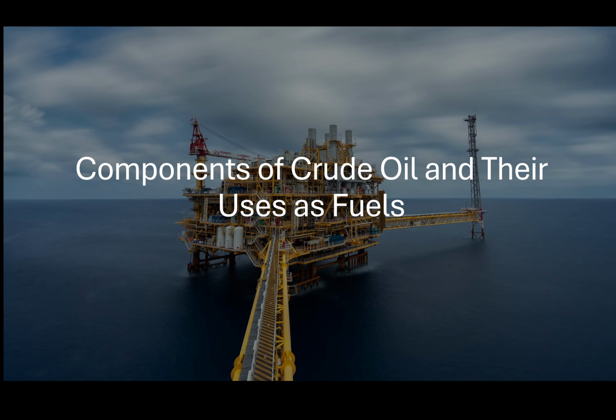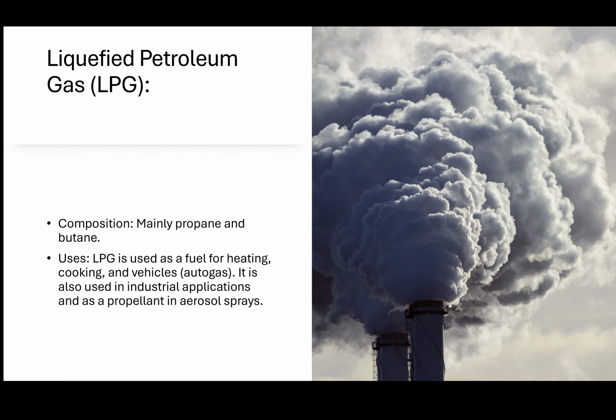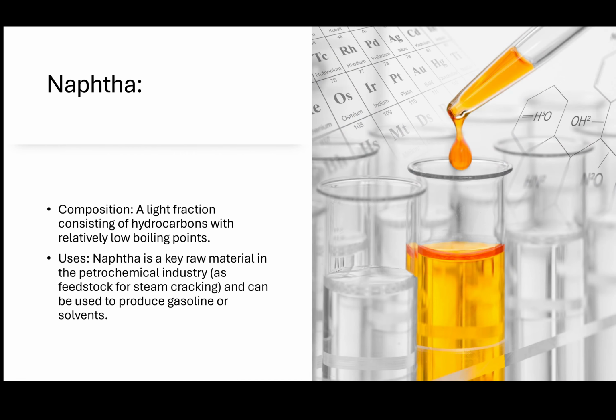Components of the crude oil and their uses as fuel. Liquefied petroleum gases, LPGs, are mainly propane and butane. They are used as cooking gas, as auto gas in vehicles, and in industrial applications as a propellant in aerosol sprays.